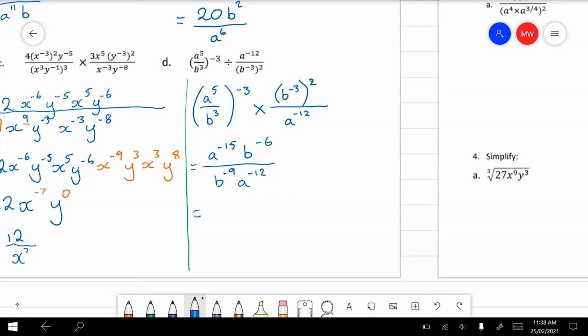I'll get everything up in one line, so I've got a to the minus 15, b to the minus 6, I'm bringing up b to the now positive 9 and the a now positive 12. And now all I have to do is just work across the row. So I've got minus 15 plus 12 makes minus 3, and I've got b minus 6 plus 9 makes positive 3. And so to answer this in positive index form, anything positive stays up, which is the b to the 3. Anything negative goes down, which is a to the 3.